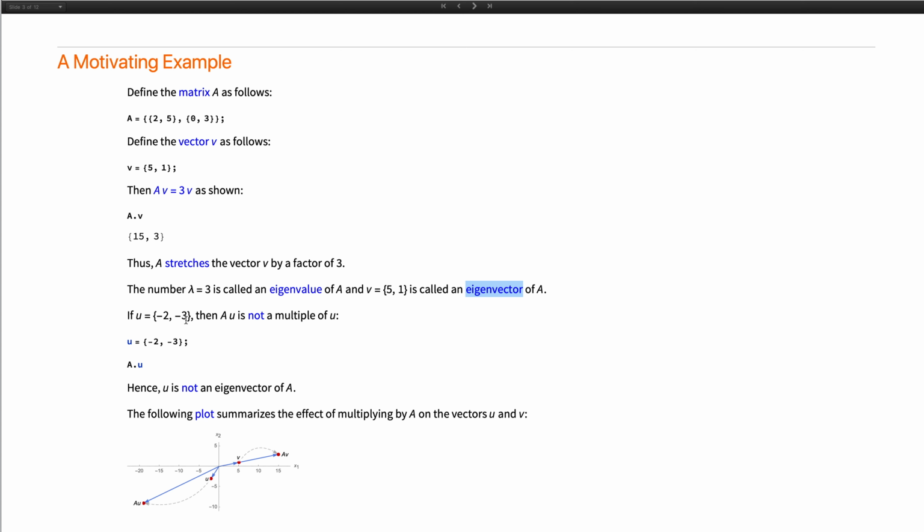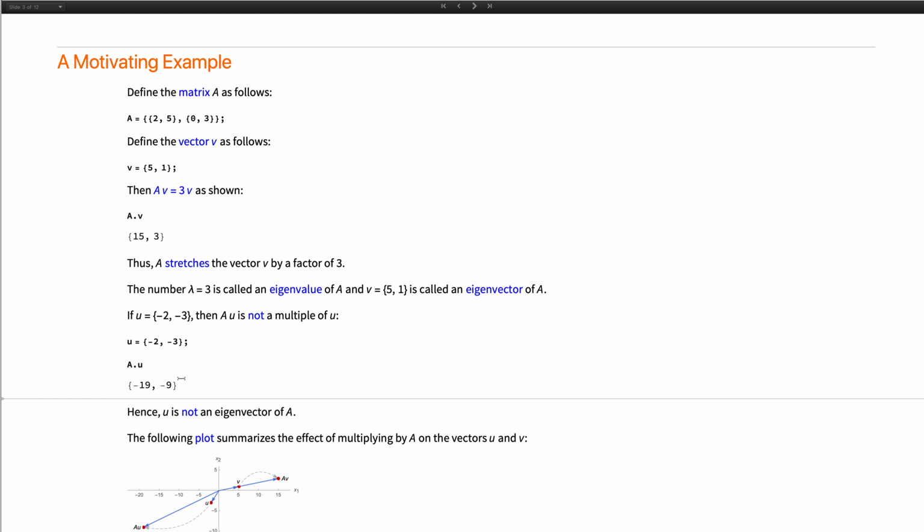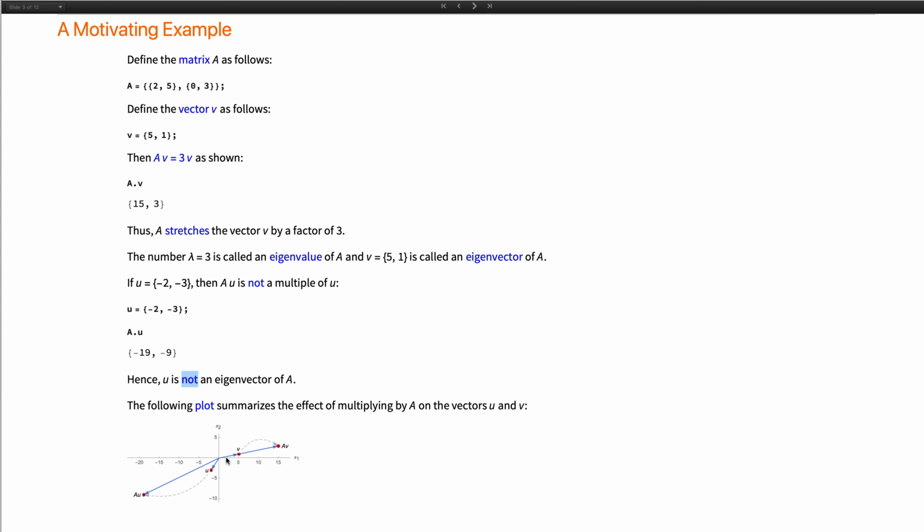Now if you take another vector like u, which is (-3, ...), and you try the same thing, you find that you don't get a multiple of the original vector, and so this vector u is not an eigenvector for A. Here's a plot which shows that the vector V is stretched by A, but something different happens with u. So you have an eigenvector over there, but not over here.